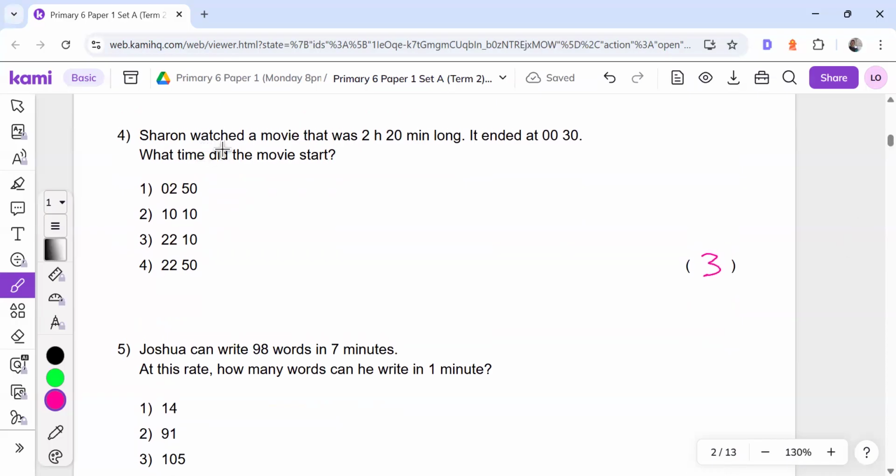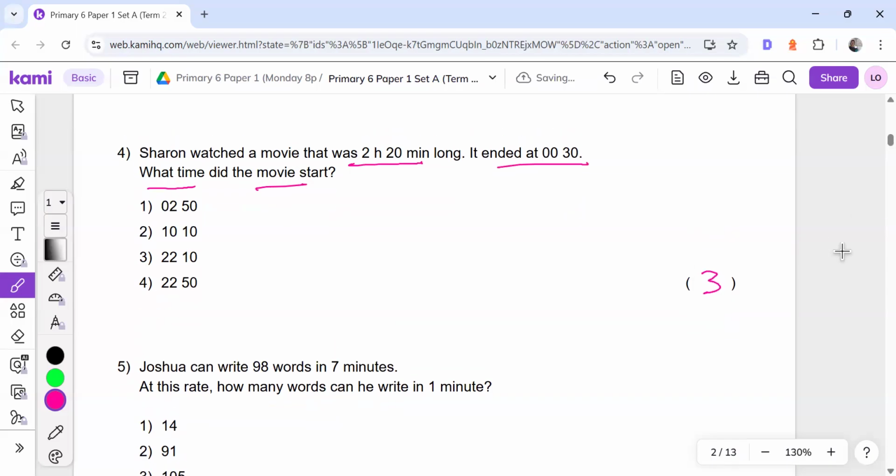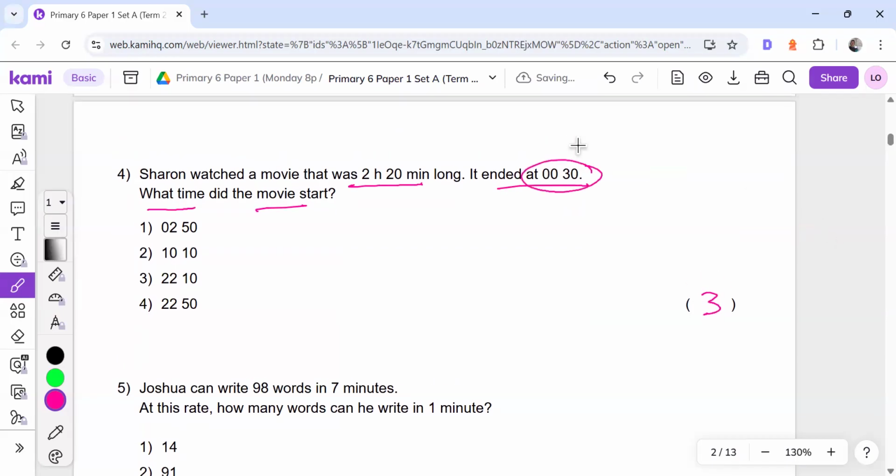Sharon watched a movie that was 2 hours 20 minutes long. It ended at 0030. What time did the movie start? Now, usually I would like to work out in 12-hour clock. 24-hour clock is a bit confusing. So I will change this to 12-hour clock. 00 tells you that it is morning, AM. So that will be 12:30 AM. So 0030 is 12:30 in the morning, which is actually midnight, after midnight.